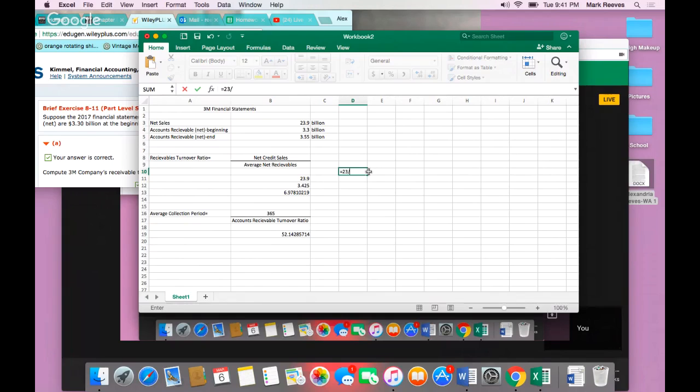So what we're going to do is take this equals 23.9 divided by, and put parentheses around it so that we can appropriately do our order of operations, 3.3 billion plus 3.55 billion. And then we are going to divide that by 2 and put another set of parentheses around it. Sorry, to make this easier, all in one for you guys.